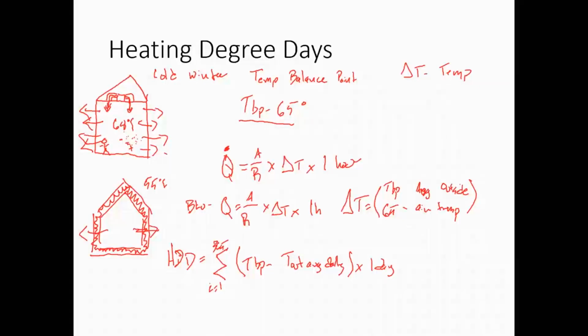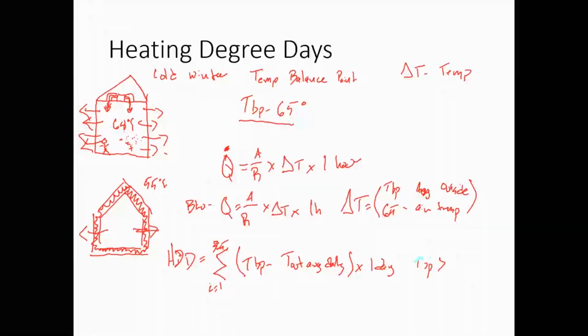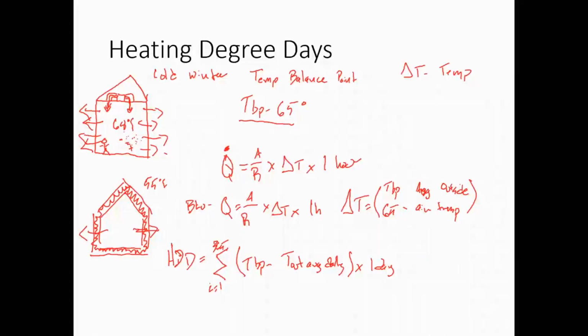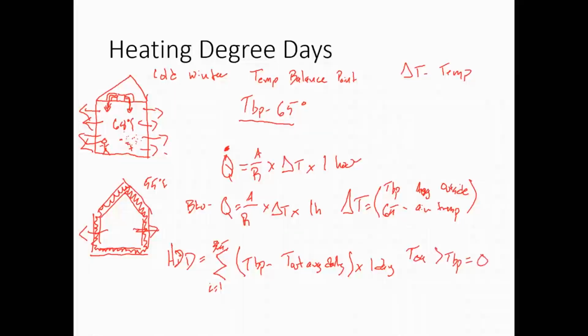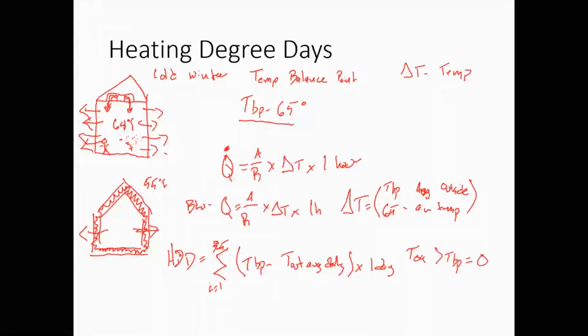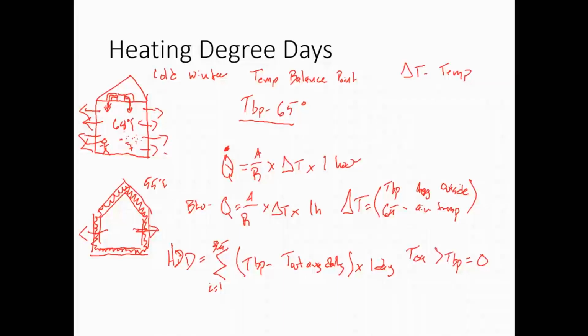So we don't want to look at temperatures that are higher than our balance point, right? So if our outdoor air temperature, OA, outdoor air, is greater than our temperature balance point, then we're going to say this is equal to 0. So we're not taking into consideration negative numbers. That would be for cooling degree days.